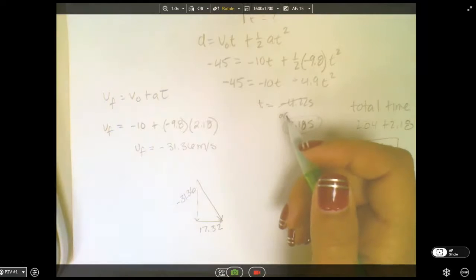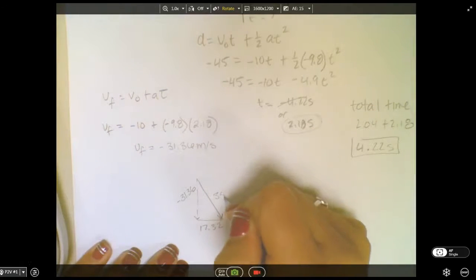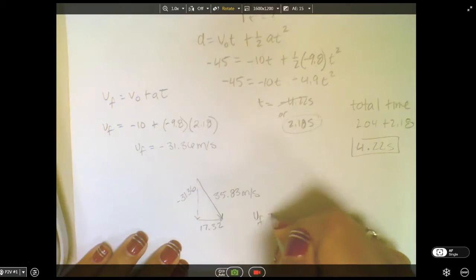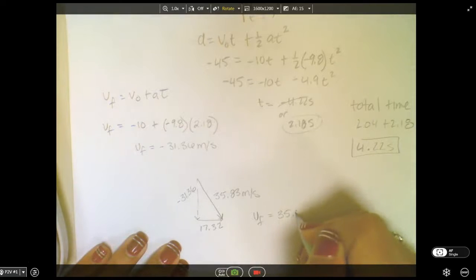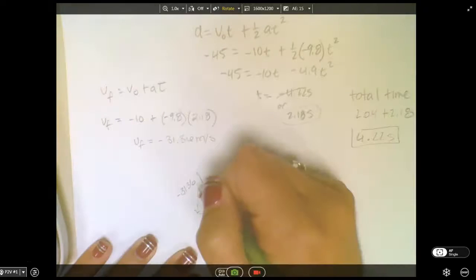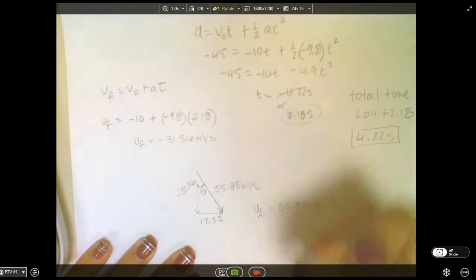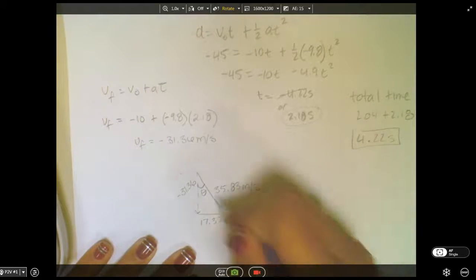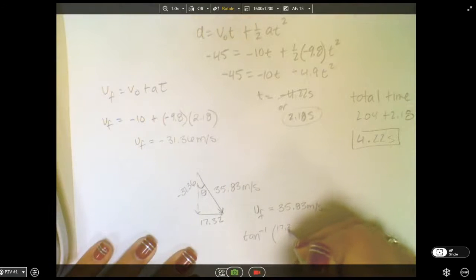And so if we do that, we get this to be 35.83 meters per second. So the final velocity of the whole thing is 35.83 meters per second, and then we need direction. So I usually just find this angle here, theta, and so we can do inverse tan of opposite, so 17.32 over adjacent, so 31.36.